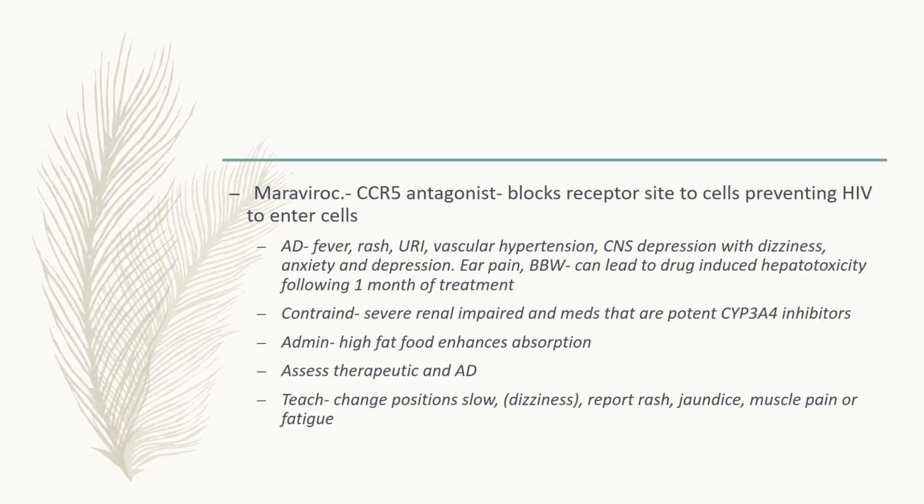Maraviroc is a CCR5 antagonist. It blocks receptor sites on cells, preventing HIV from entering the cells. And so, again, our adverse effects are many, and we have to be watching for that. It has a black box warning about hepatotoxicity following a month of treatment. So what are we going to be checking frequently? Liver enzymes. It is contraindicated with renal impairment, and with meds that are potent CYP3A4 inhibitors.